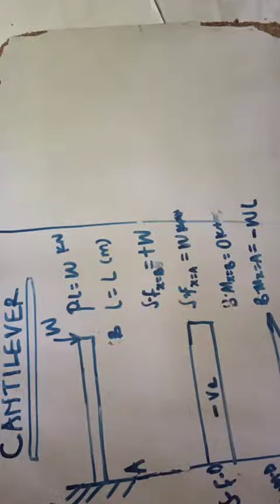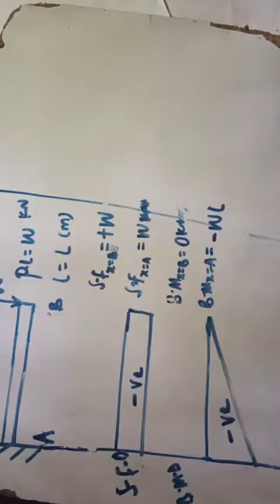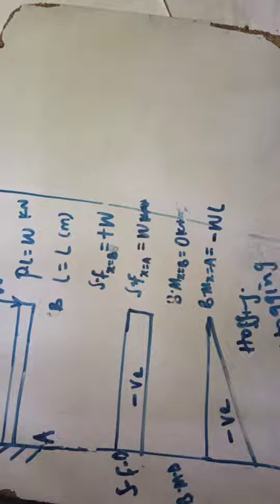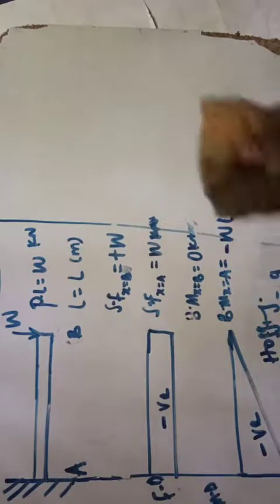So let's consider this example. Hogging here, hogging. Okay, so you can see it will just come down straight, and that is negative. So let's consider this example, this cantilever, and let's consider this example for cantilever.